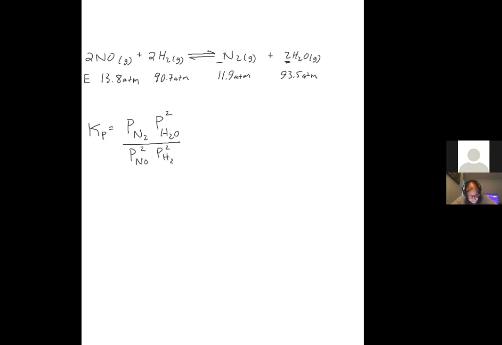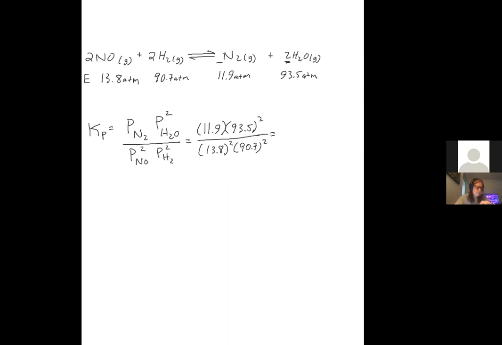Now we can substitute in our numbers. So N2 is 11.9. Remember, for equilibrium constants, we do not include the units. We just get rid of all the units, just ignore them. Water is 93.5. We're going to square that. And then we're going to divide that by NO, which is 13.8. We're going to square that. And then H2 is 90.7. And that one we've got to square also. Okay, so this calculation is a little bit more involved.